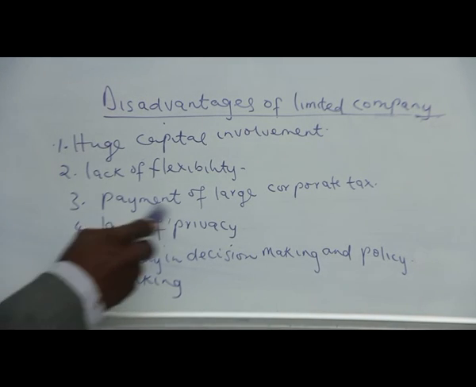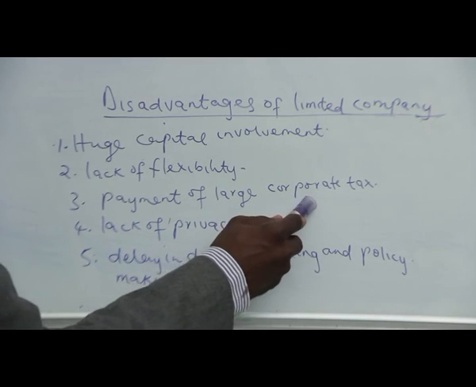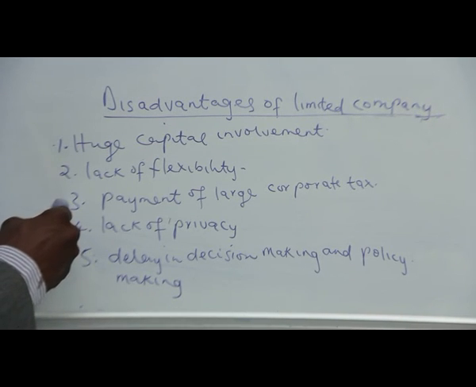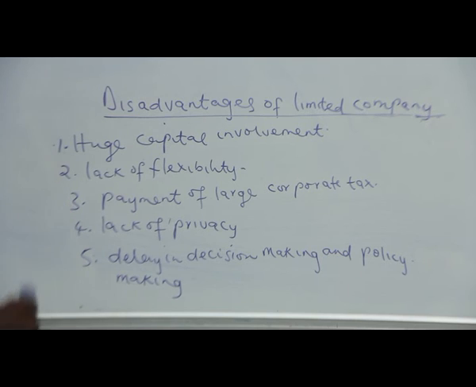Number 3, payment of large corporate tax. Among all enterprises that we have, limited companies are the ones paying larger corporate taxes to the government, either on their profit or the salary of workers. Even from the dividends too, they also pay tax. This can affect the corporation's progress, particularly growth.